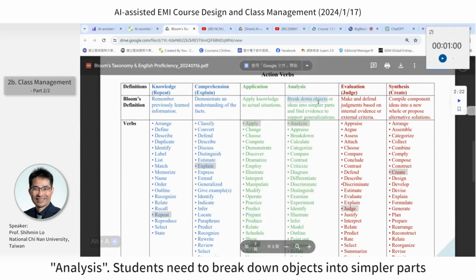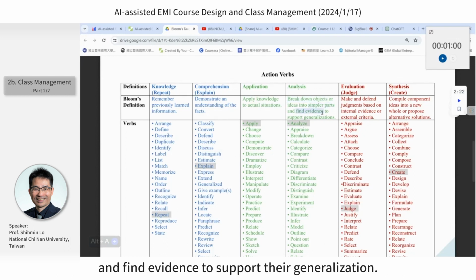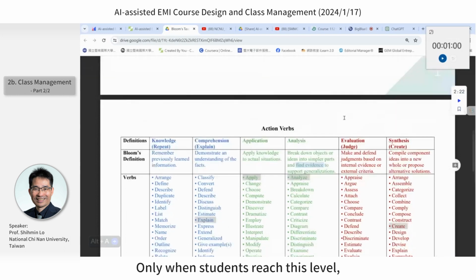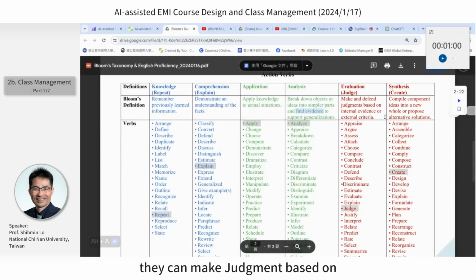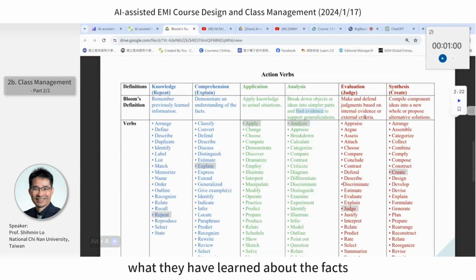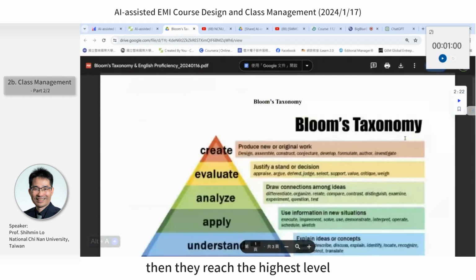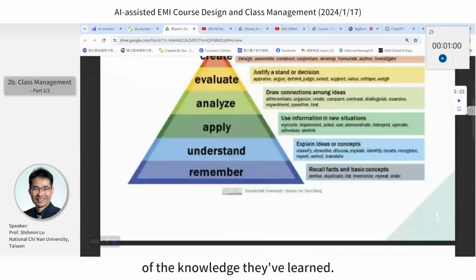Application, apply, and they can produce something prepared for discussion, which implies they are already able to apply the knowledge. And analysis: students need to break down objects into simpler parts and find evidence to support their generalization. And next is evaluation. Evaluation is judgment. Only when students reach this level can they make judgments based on what they have learned about the facts, and they may have their own opinion. And finally, if they can create, then they reach the highest level of comprehension of the knowledge they learn.